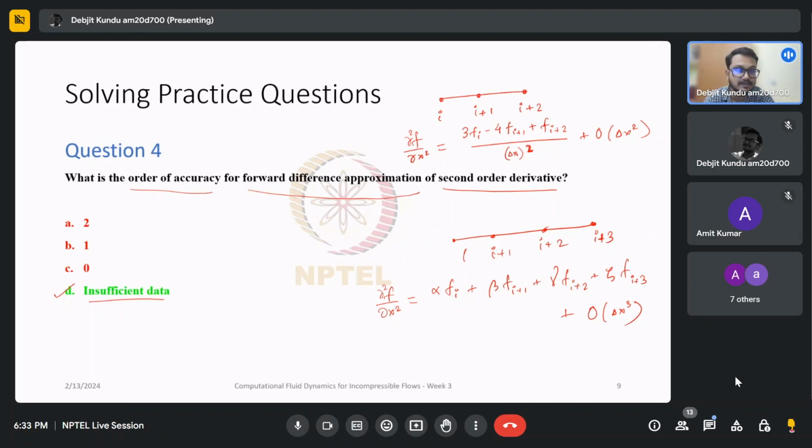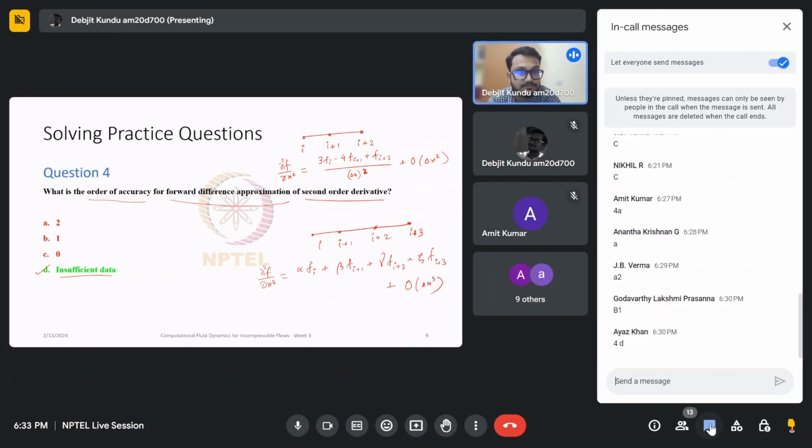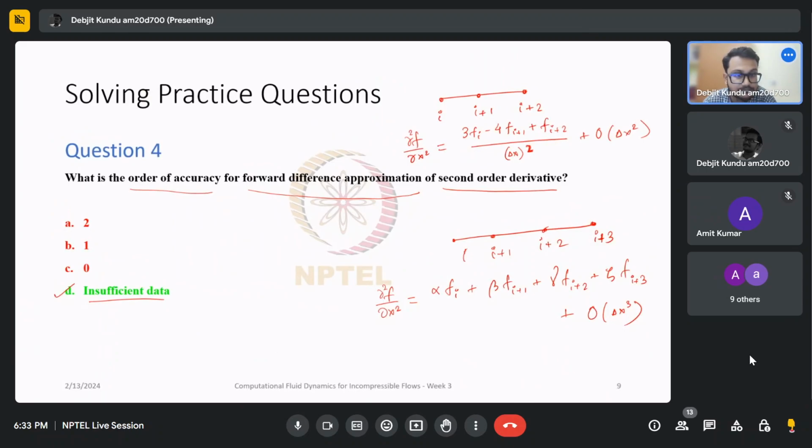Right? Does that make things clear? I hope I'm clear about the logic behind D being the correct answer here. Any questions on this? Sorry. Yeah, so this made sense, did it? Okay, so we will move along.